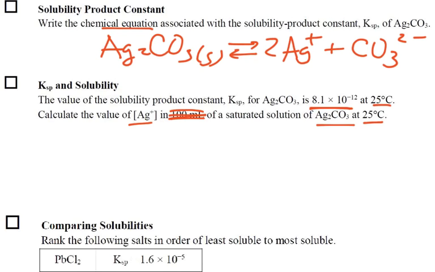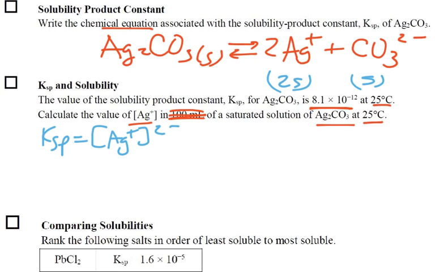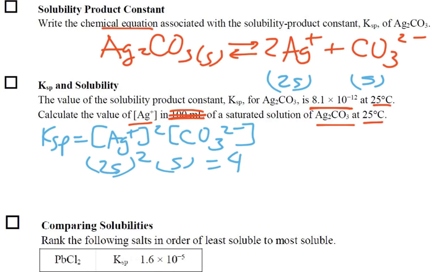Since we can see it's a 1 to 2 reaction, if we define solubility as S, then I'm going to have 2S of silver ions, and S of carbonate ions. When I put it back into my KSP expression, which is the concentration of Ag+ squared times the concentration of CO3 2-, I'm going to get (2S) squared times S, so that's 4, 2 times 2 is 4, S squared times S is S cubed. So the KSP is 4S cubed.